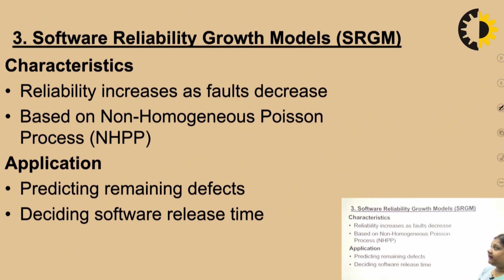Now, there are some characteristics. Reliability increases as faults decrease. As we know, if the faults occurring in the software decrease, then obviously the reliability increases over time. It is based upon the non-homogeneous Poisson process, that is NHPP. There are some applications: predicting remaining defects and deciding software release time.